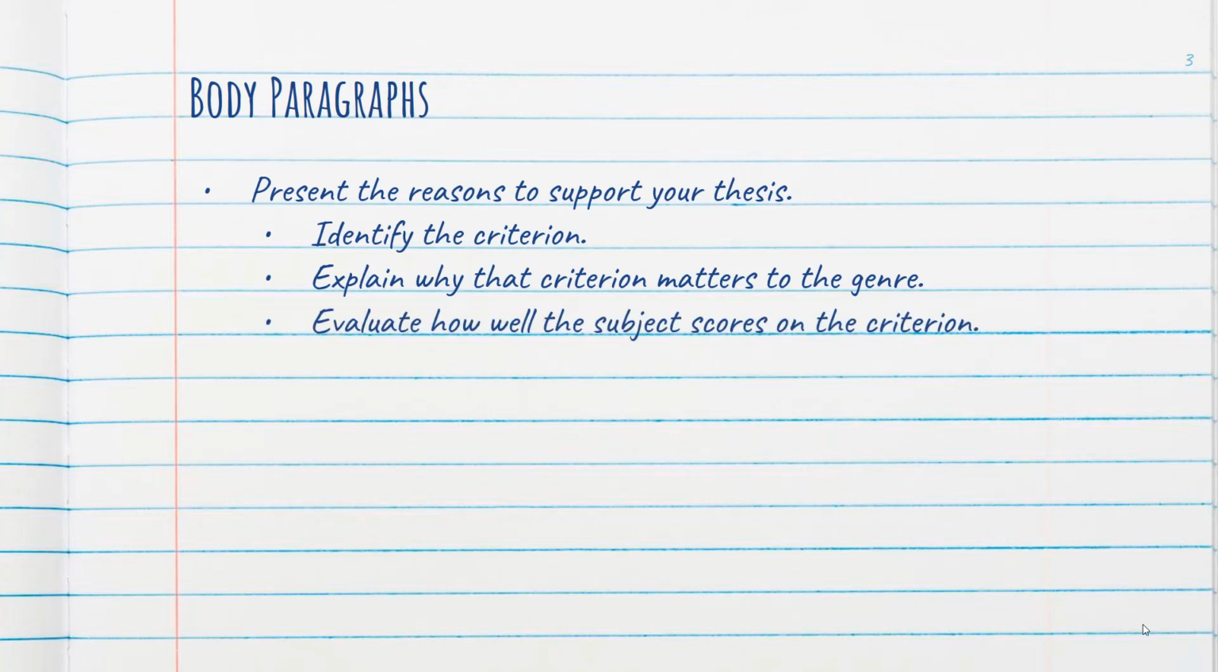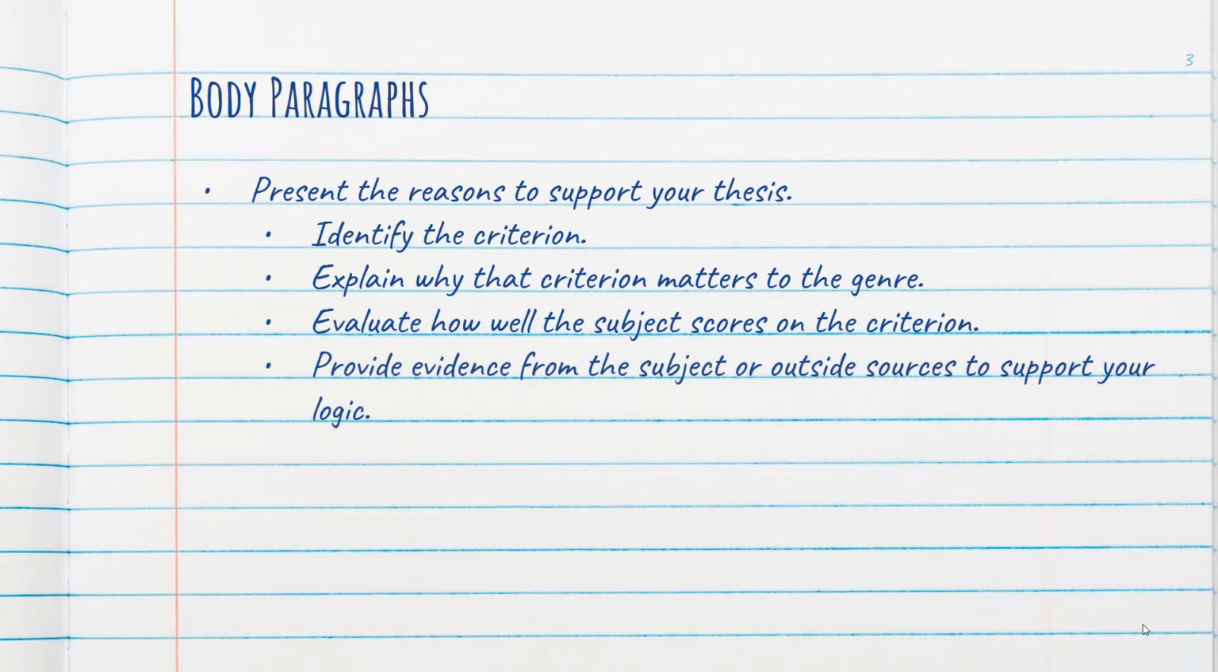Then I evaluate how well the subject scores on that criterion. So if I say with a fast food restaurant, what really matters is how quickly you can get through the drive-thru, then I would tell you how Chick-fil-A did on that when I went through the drive-thru. And then I would provide evidence, either from the subject itself or from outside sources, the research you've been doing. Maybe I timed the drive-thru, or maybe I found a research study that compared the average drive-thru wait times across a bunch of different restaurants. There's a lot of different things I can do. But that evidence would then support my judgment.